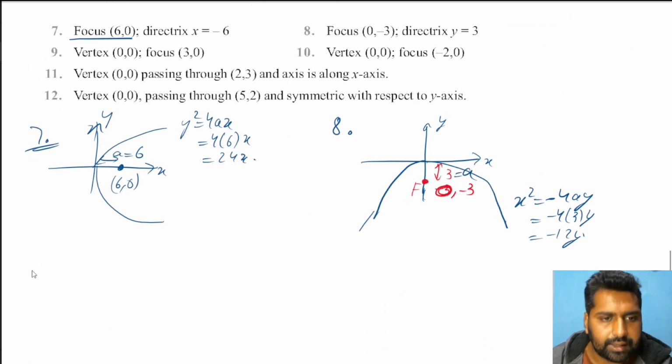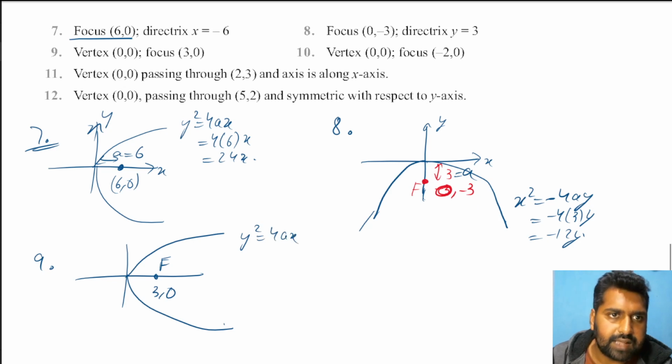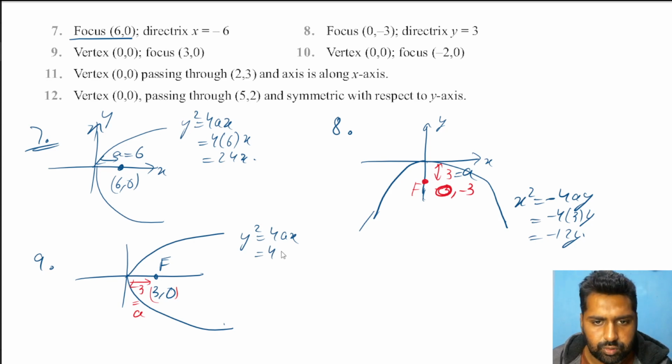Let's see the ninth one. He's saying the vertex is (0, 0). We know the standard vertex is always (0, 0) for all of these. And the focus is again (3, 0). I think it's pretty much the same as the 7th question. If the focus is here, it has to be inside the parabola. That means the parabola has to be like this. And if it is this parabola, it is y square equals 4ax. That means we need only a, this distance. If this point is (3, 0), this distance is 3. And this is your a. That's it. 4 into 3 into x, 12x.